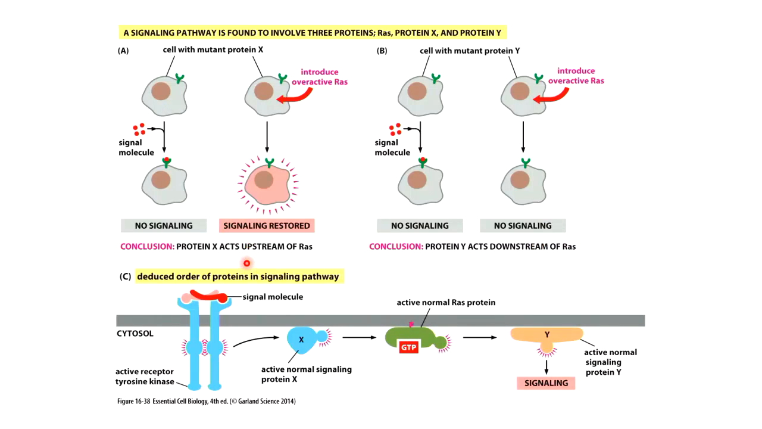Well, now you can basically say that X works upstream of RAS, because even if X is bad, if you have good RAS, you can get the rest of that pathway going, which is great. But if you have mutant protein Y, which is then downstream of RAS, it doesn't matter how much RAS you have, it can't do anything with it, so then you won't have any signaling.